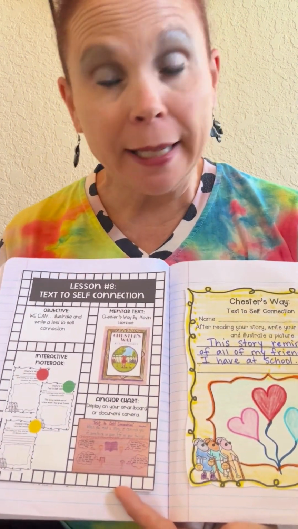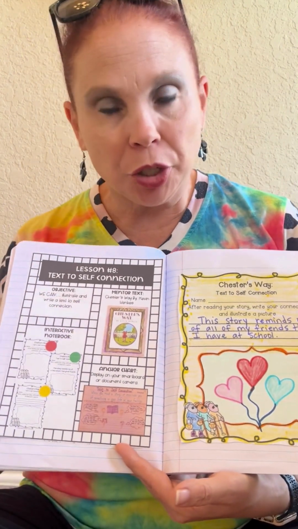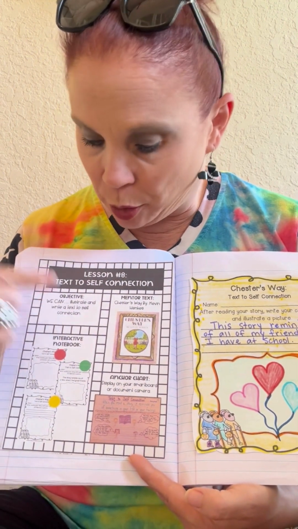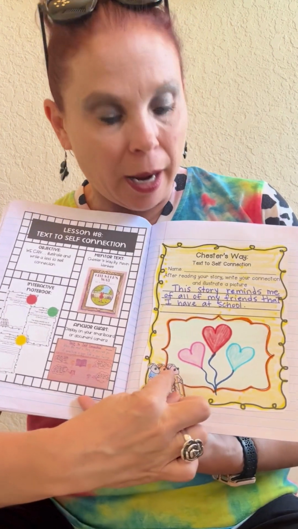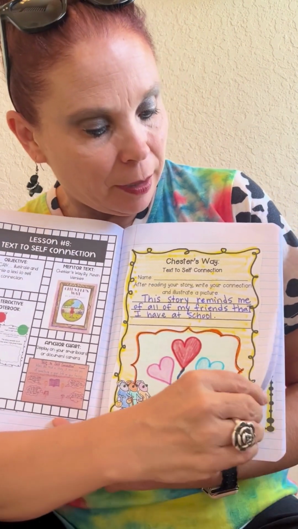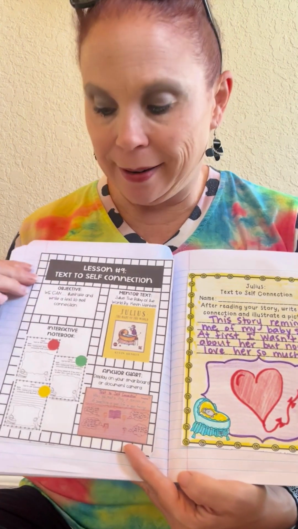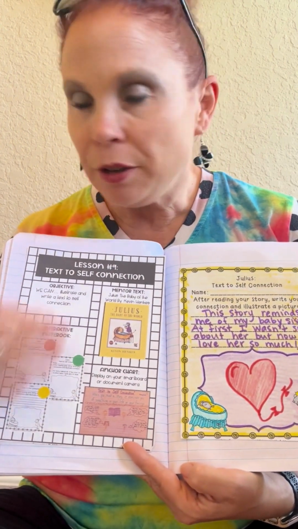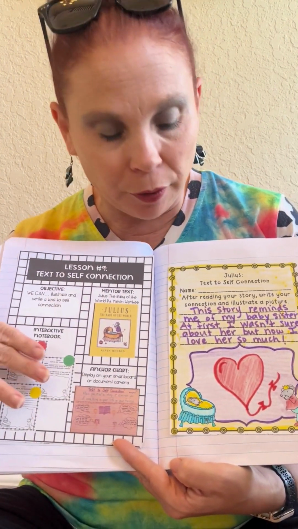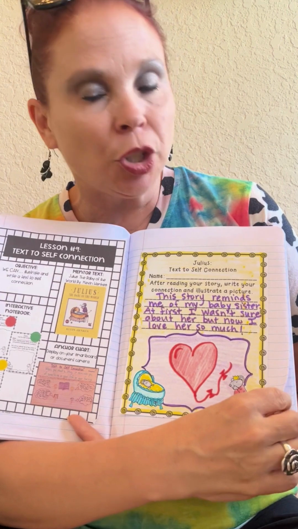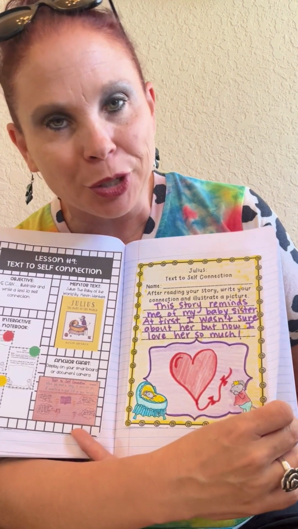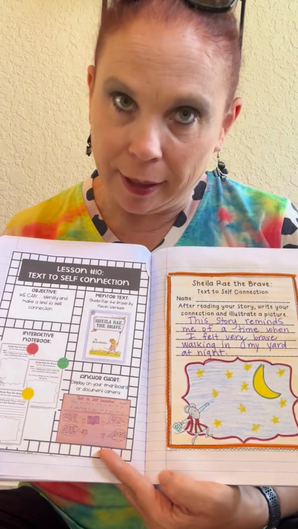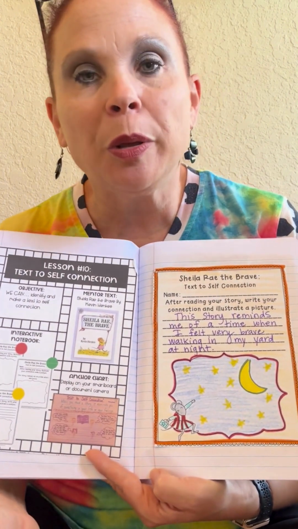Day number 8 is text to self connection using Chester's Way. Okay, you've got your 3 different examples here you can choose from: your objective, your anchor chart, and your example. Okay, lesson number 9, text to self connection using Julius, the Baby of the World. Again, you've got all the different parts of your lesson plan and your example. It's so easy to have an example ready to go to show your kids how to color and how to glue it in. Lesson number 10, text to self connection using Sheila Rae the Brave.